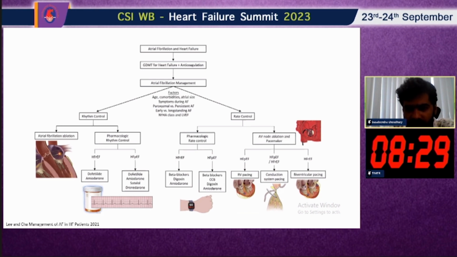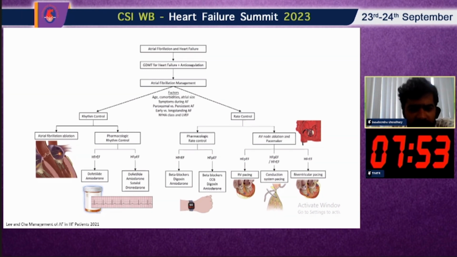Then in atrial fibrillation management, depending upon the comorbidities and several factors, we will either choose rhythm control if we think that the symptoms are mostly related to the arrhythmia. Otherwise, if we think that the anatomic defect or the structural heart disease is too strong and we cannot achieve a rhythm control, and also if we think that the symptomatology is mostly due to the hemodynamics of the patient rather than the atrial fibrillation, then I think rate control is also a fair option.